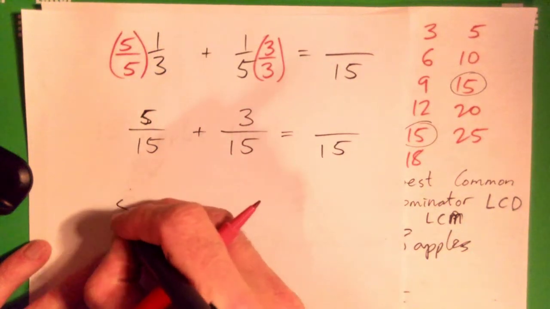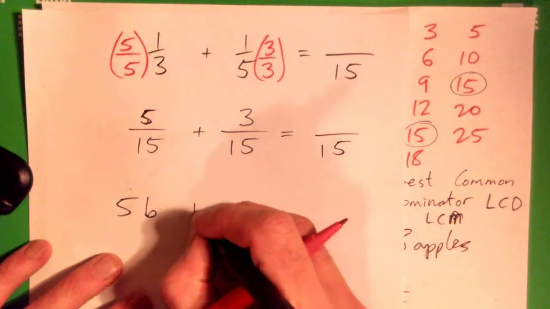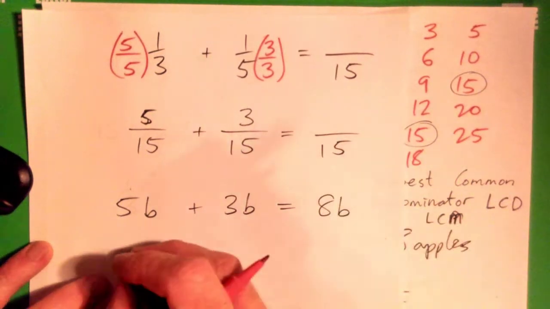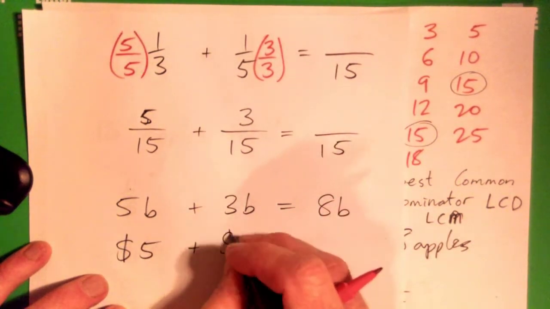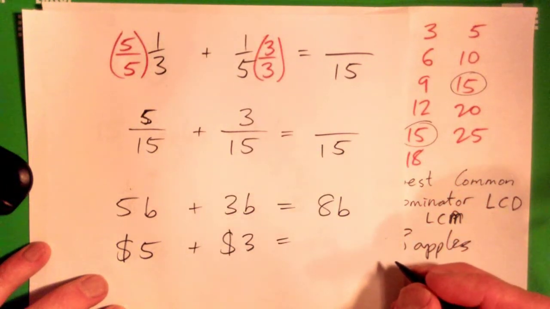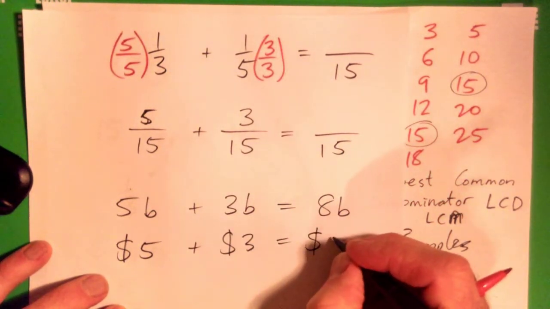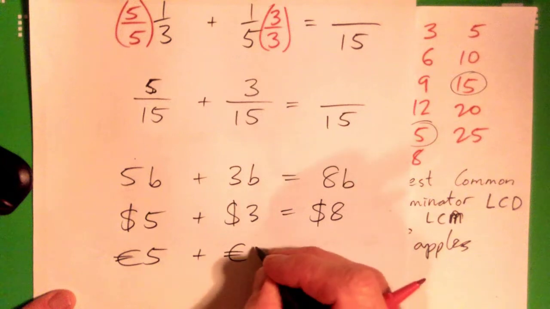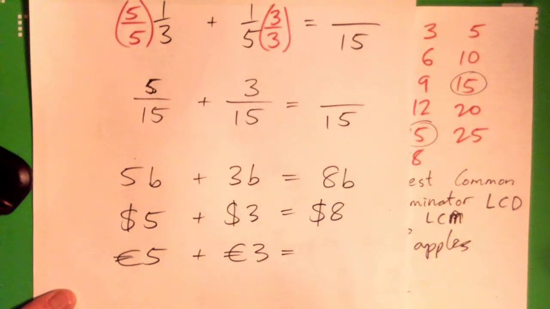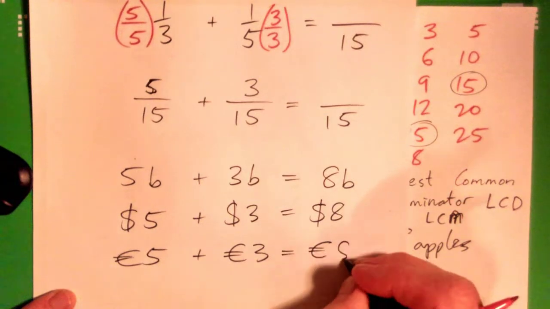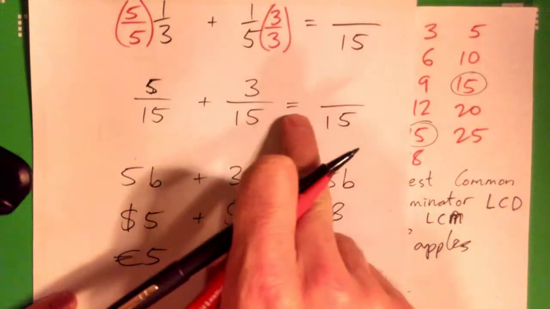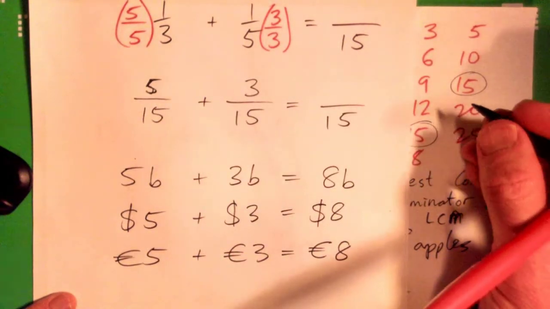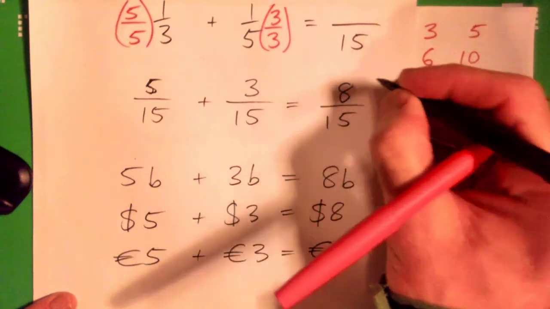It's kind of like saying 5 bananas plus 3 bananas gives what? 8 bananas. Yeah, or you could say $5 plus $3 gives what? $8. Now we're talking. Or you could say €5 plus €3 gives what? €8. Yeah, see, these are like terms. Similarly with fractions, these are like terms. 5/15 plus 3/15 gives what? 8/15 is what I want you to say. You got it. There you go.